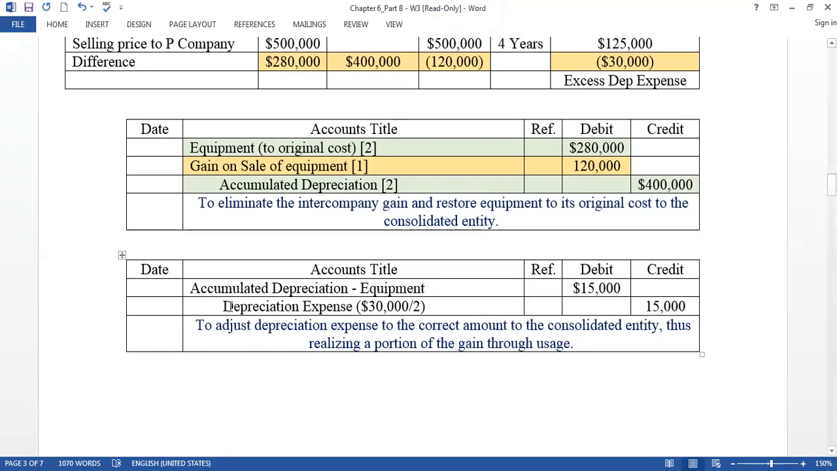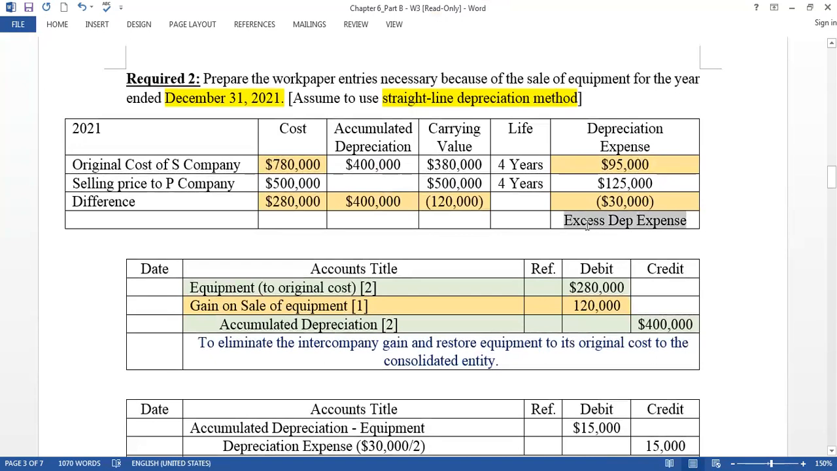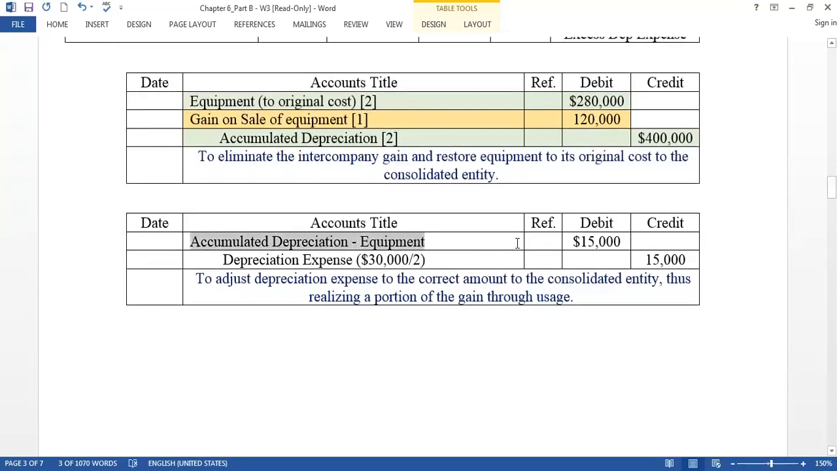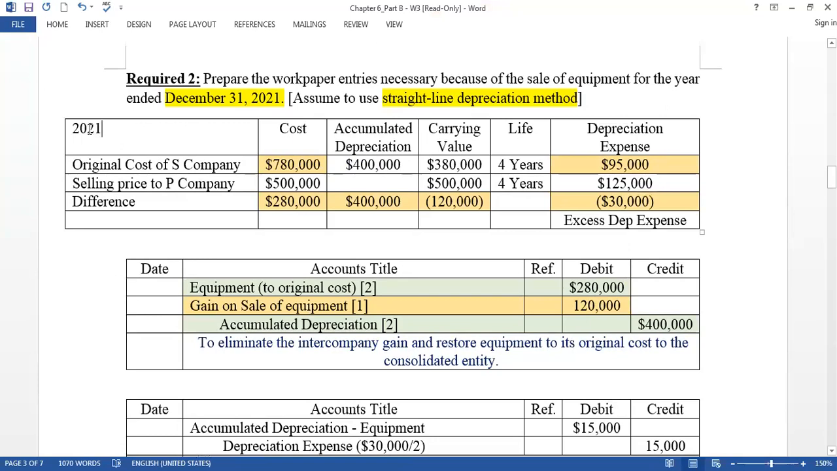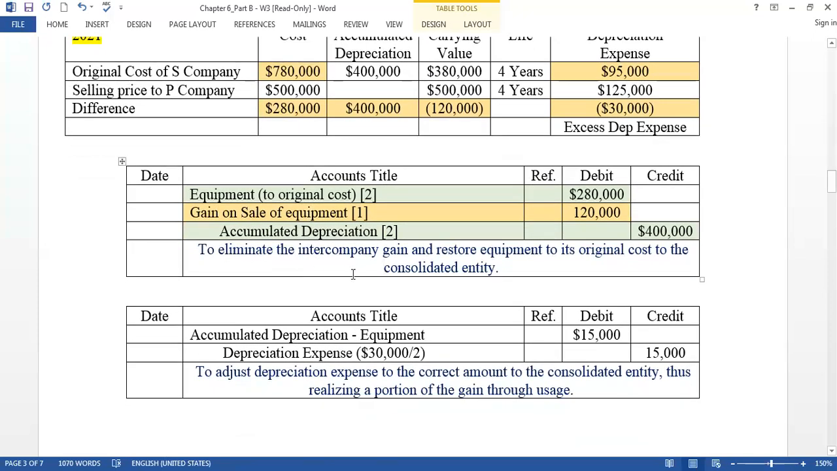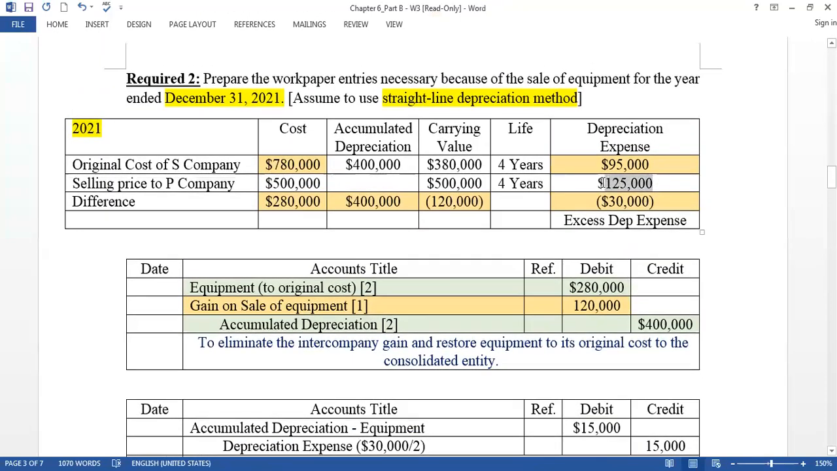So we record depreciation expense credit. It means that the excess amount is going to drop, right? And we record accumulated depreciation debit. So this is the journal entry and the adjustment for 2021. We close the intercompany gain. We record the asset in its original shape, and as the parent company recorded higher depreciation expense, it is their mistake because depreciation should be based on original cost.